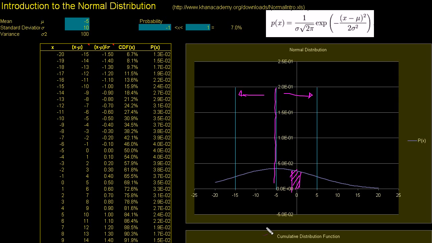I'll just click on this, and I can ask, what's the probability that I land between, let's see, one standard deviation, the mean is -5. One standard deviation below the mean is -15. And one standard deviation above the mean is 10 plus -5, which is 5. So that's between -15 and 5. So 68.3%. And that's actually always the case: you have a 68.3% probability of landing within one standard deviation of the mean, assuming you have a normal distribution.